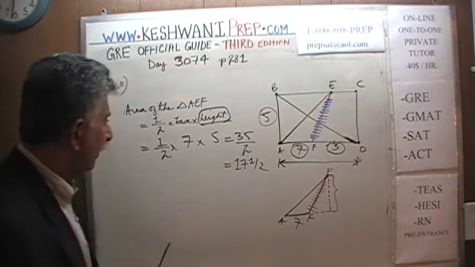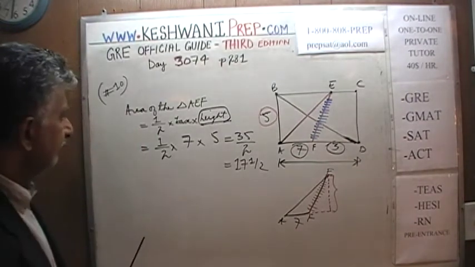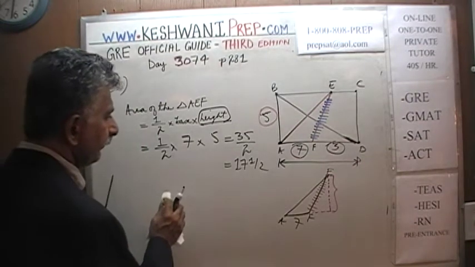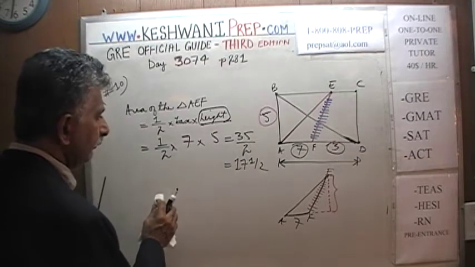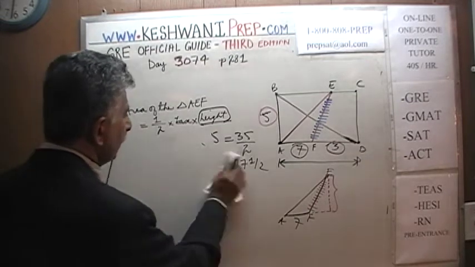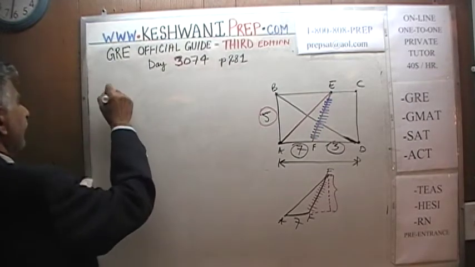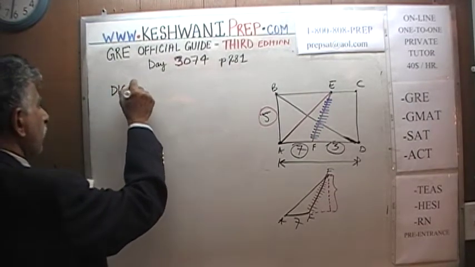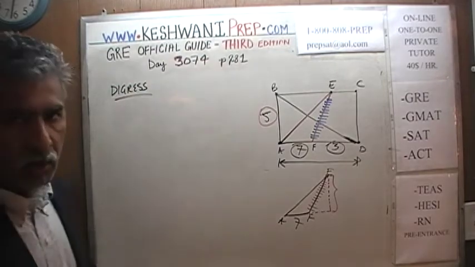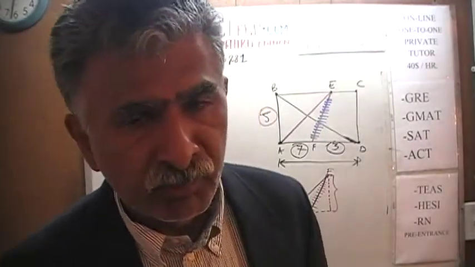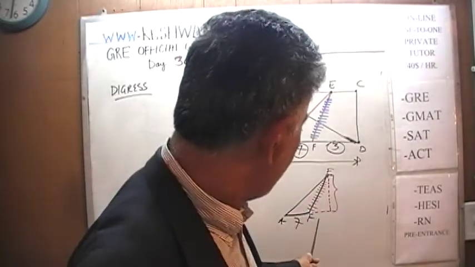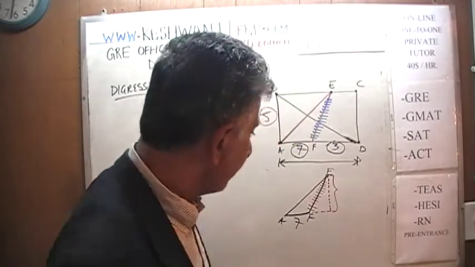Let's move on to part C. Tell you what, let's play with this thing. We're going to digress here for a second, because it's a quantitative comparison question that appears all the time in the exam. And since we have a nice triangle on the blackboard, let's make use of it.